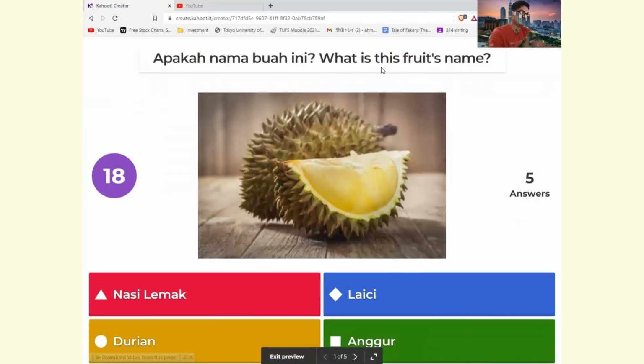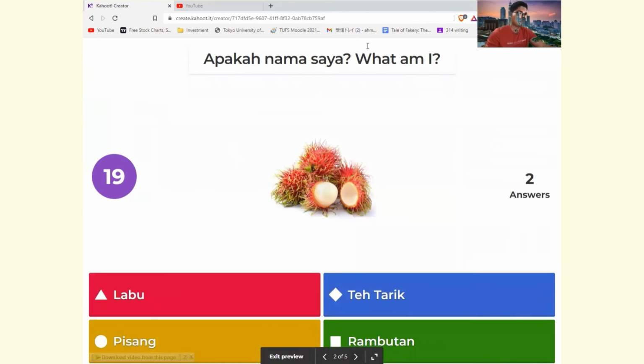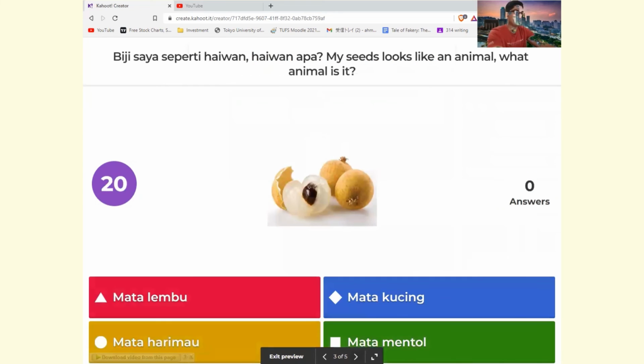Okay, so the questions will be in Bahasa Melayu and English. Like this one, the answer is going to be durian. Okay, the next one, apakah nama saya? What am I? There are a few questions that you can be asked, and of course one of the questions is going to be like a trick to ensure that the students actually know the actual answer.